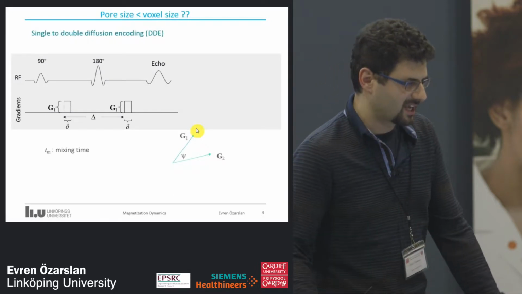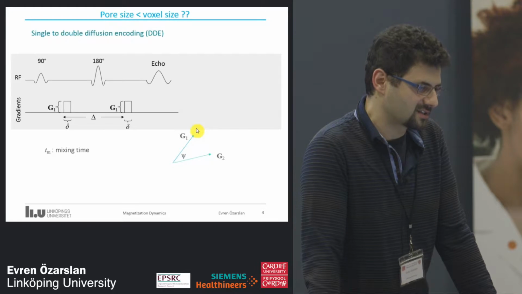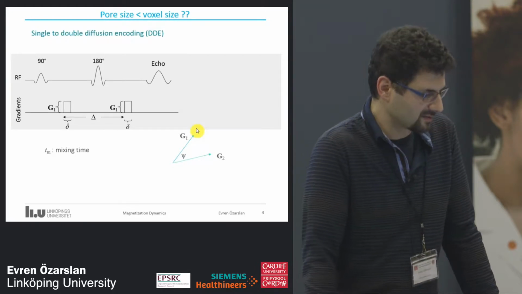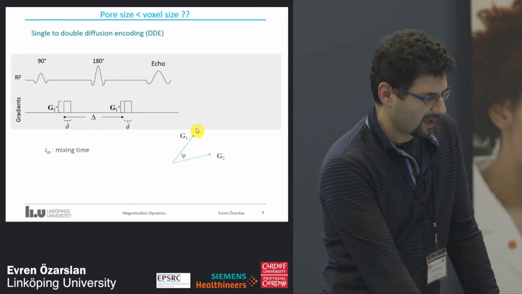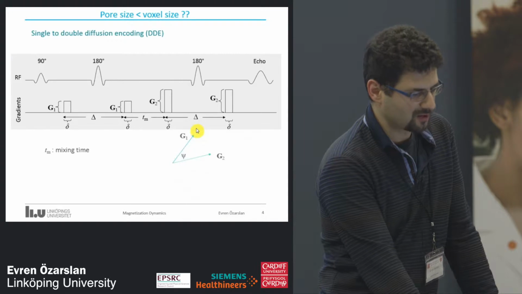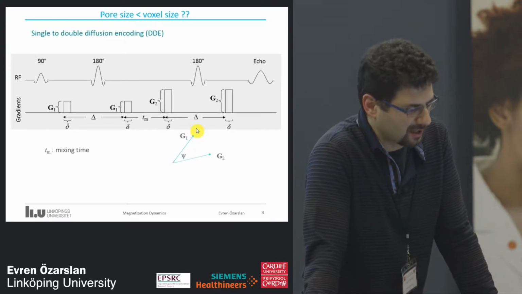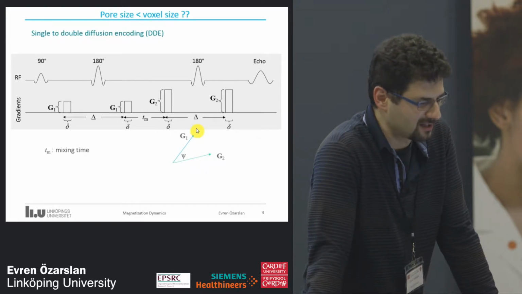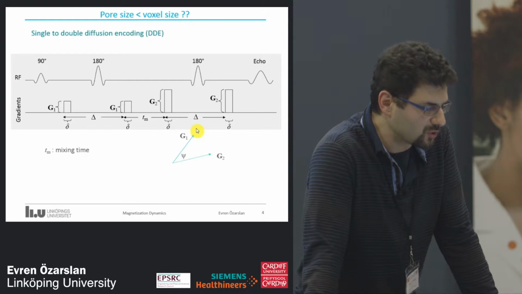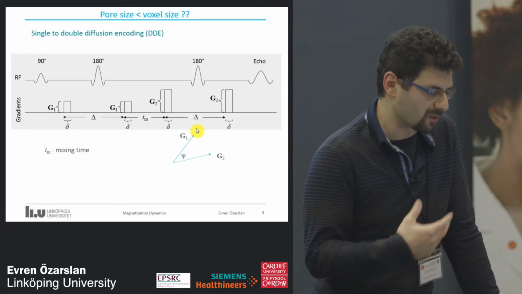Obviously, the opposite case of voxel size being larger than the pore size is probably more relevant, especially when you look at biological tissue. And in this case, actually, as suggested by Torrey, the double diffusion encoding is a trivial extension of the Stejskal-Tanner pulse sequence, which could give you some information on this local anisotropic behavior.